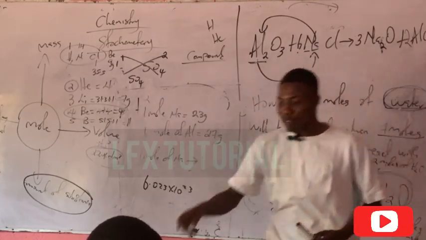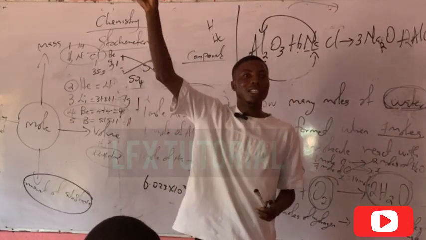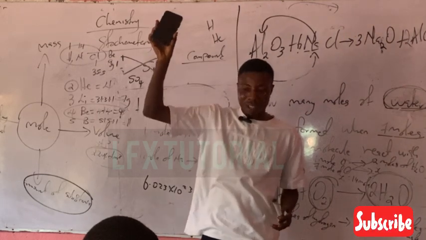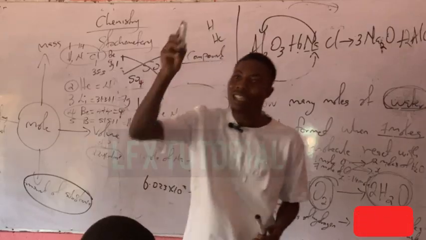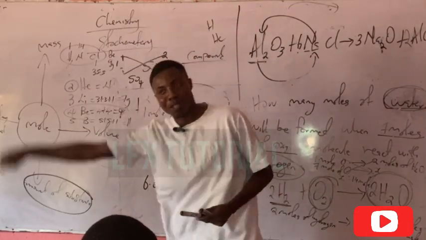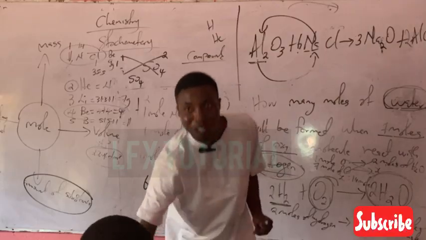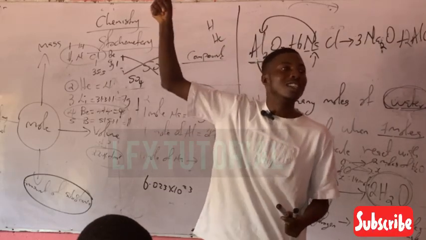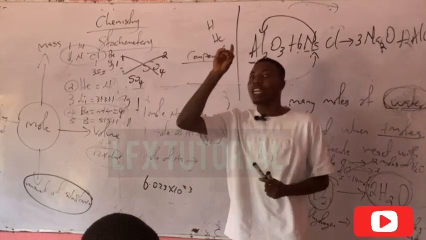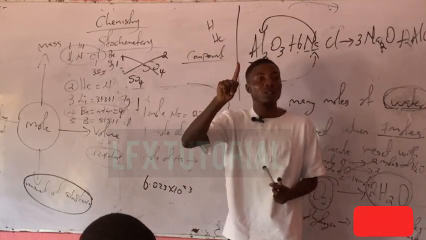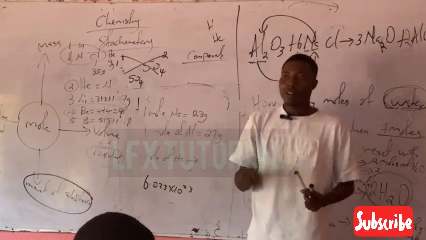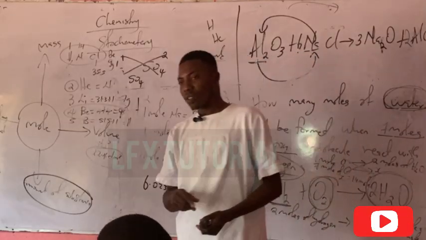He said that even this phone contains how many? 6.023 times 10^23 particles. Even this marker, if you break it down, you get 6.023 times 10^23 particles. If you break this down, you get 6.023 times 10^23. So if you have 1 mole of each element, it always contains 6.023 times 10^23.